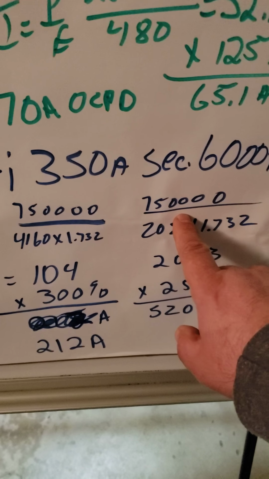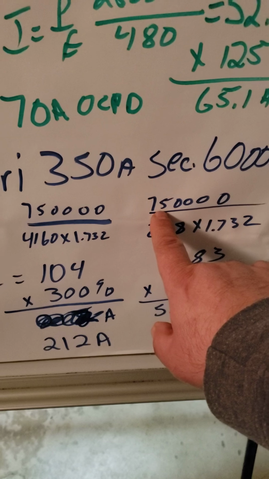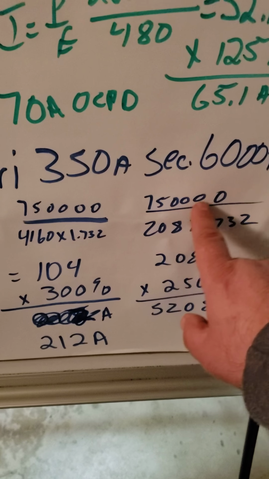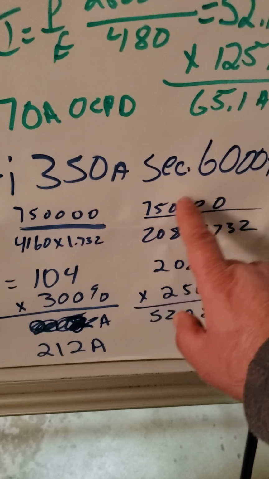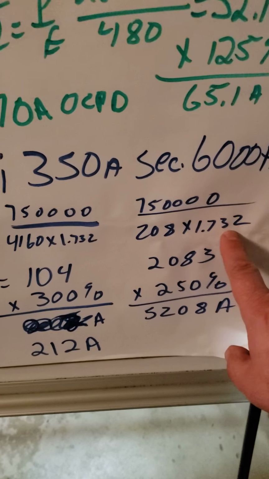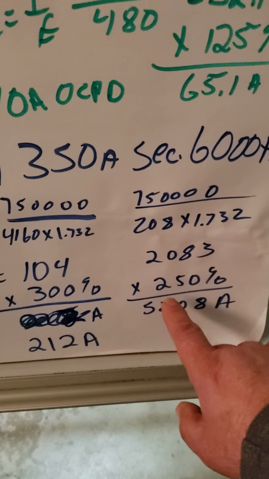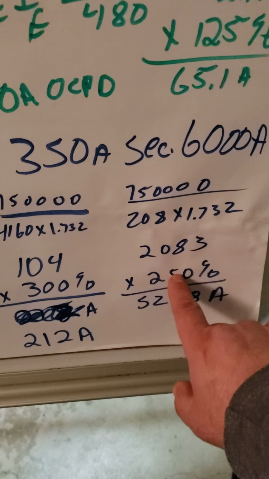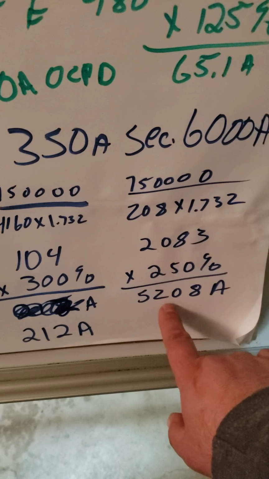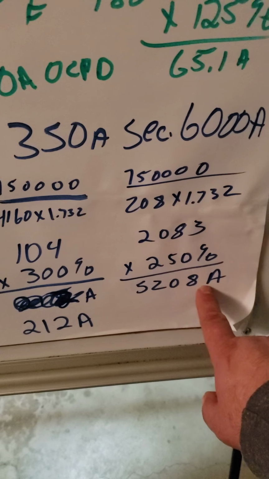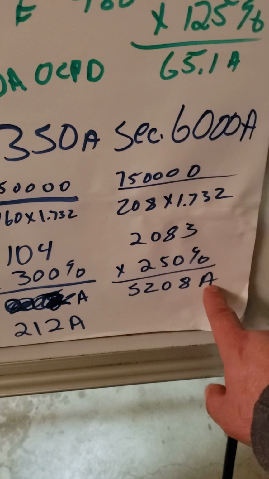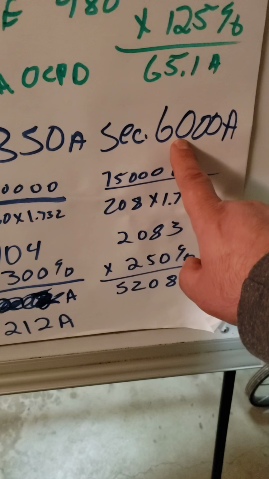On the secondary side, it's 750,000 divided by 208 divided by 1.732 comes out to 2,083. It would be at 250%. So it comes out to 5,208 amps. Our next breaker size up would be 6,000 amps.